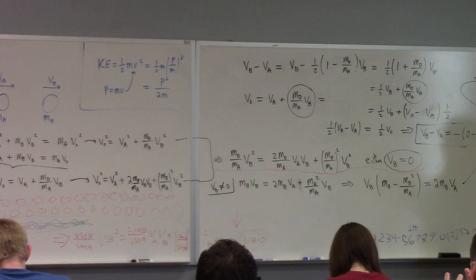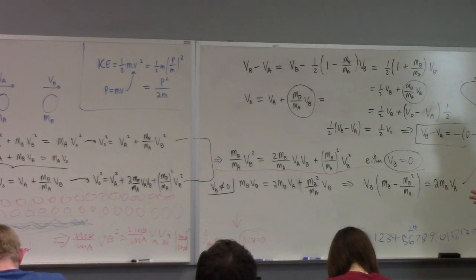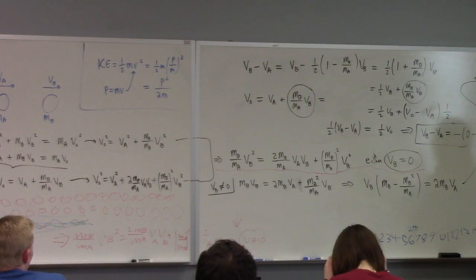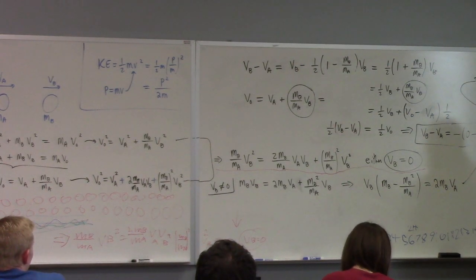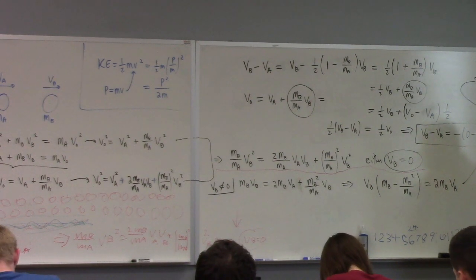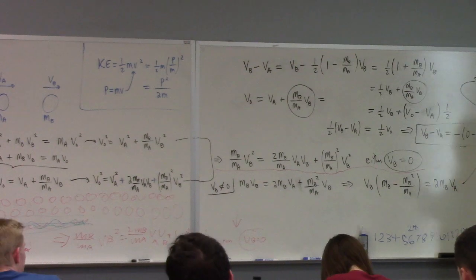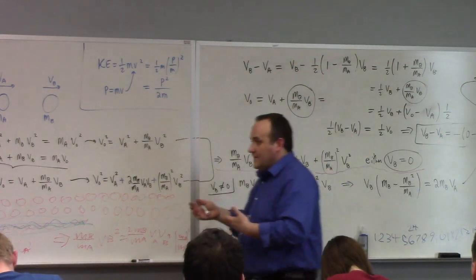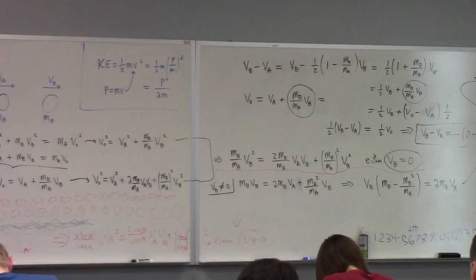So here's the point of this. You can check if a one-dimensional collision is elastic by simply looking at the velocities of the masses before and after. If the relative velocity of the two before is not equal to minus the relative velocity of the two after, it's not an elastic collision. That's what this proves. And that is way, way easier to check than actually computing kinetic energy.